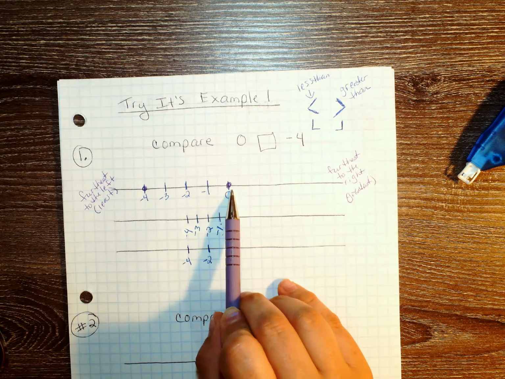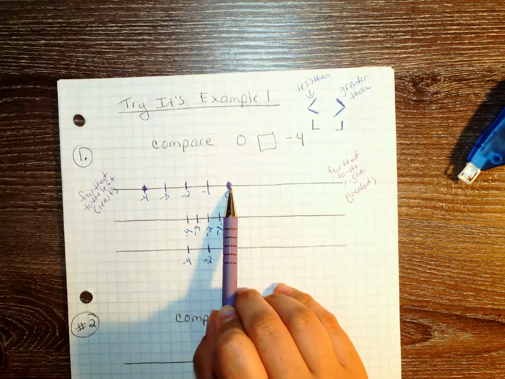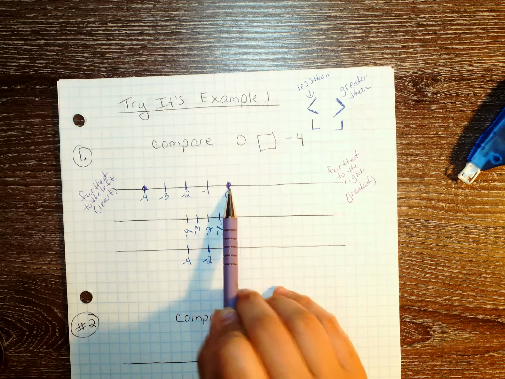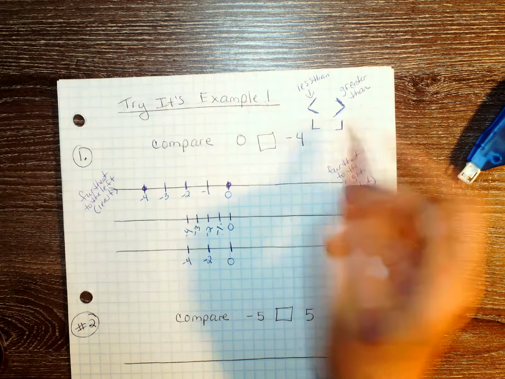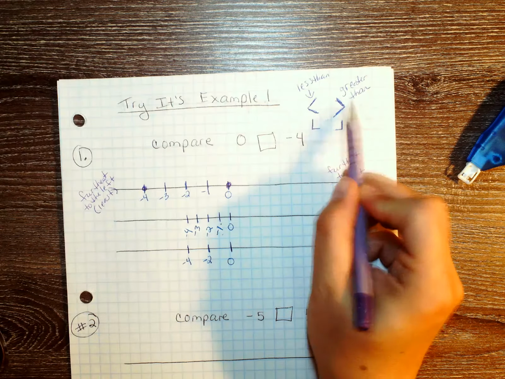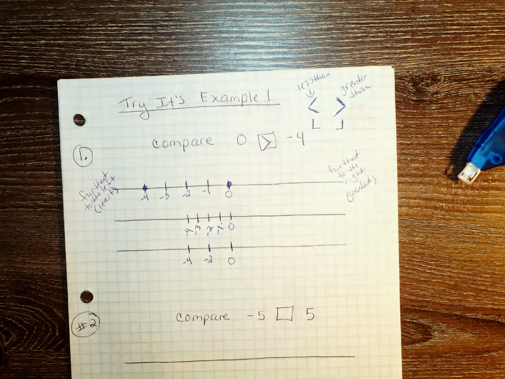My 0 is here. So which way is it? Furthest to the right or furthest to the left of the other integer? Well, it's actually furthest to the right, which means that this is greatest. Okay, so we're going to find our symbol, and our greater than symbol is there. And that's how you plot your ordered pairs.